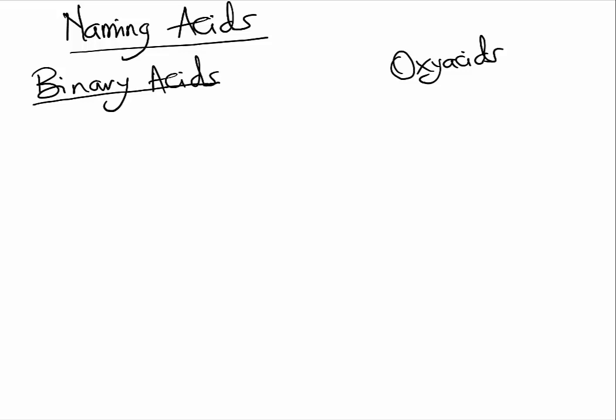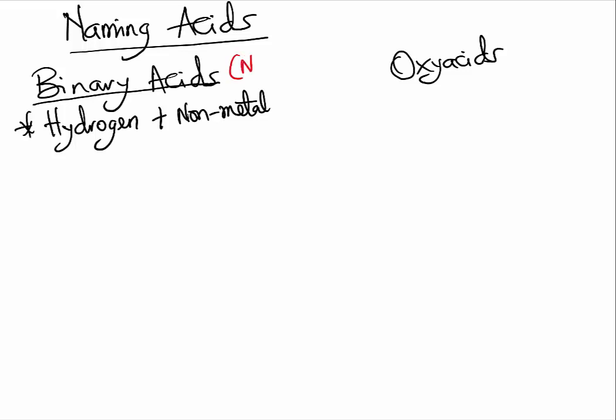What are the two elements? Hydrogen, which will always be present in any acid, and any other nonmetal. The only nonmetal that will not be among the binary acids is oxygen. So no oxygen.